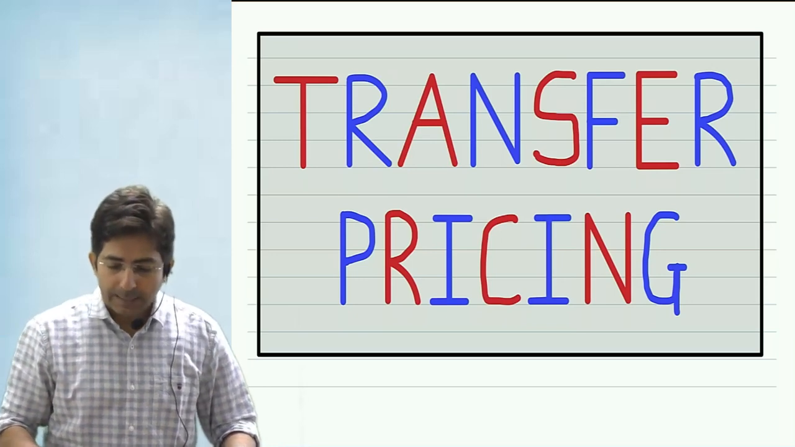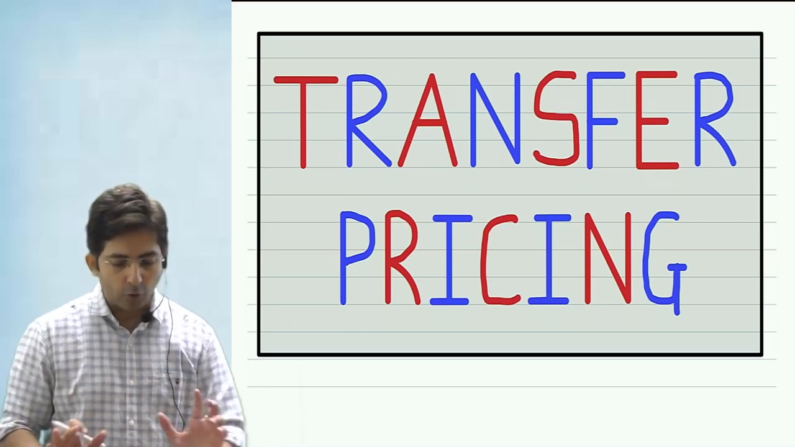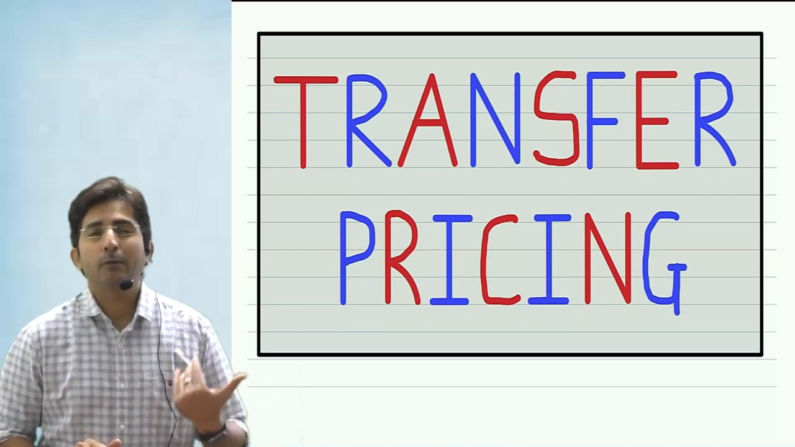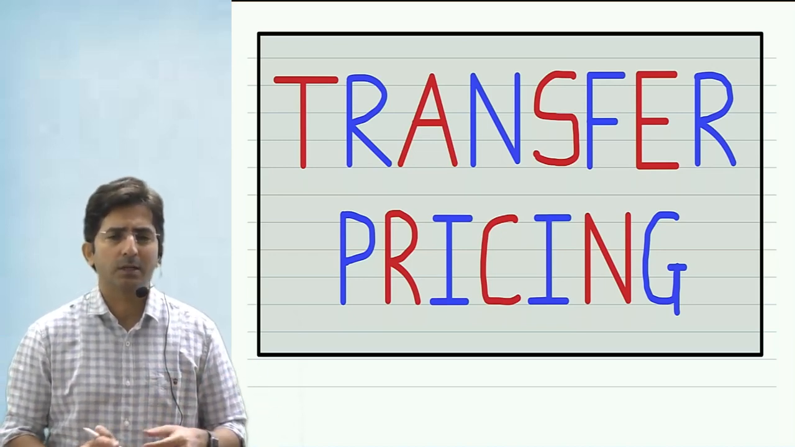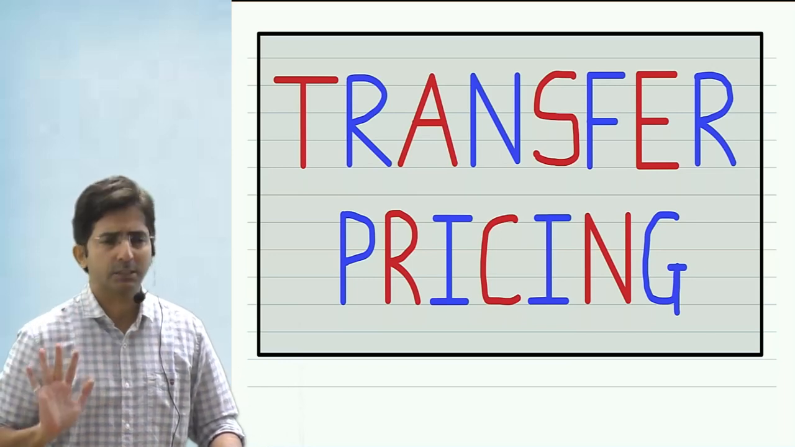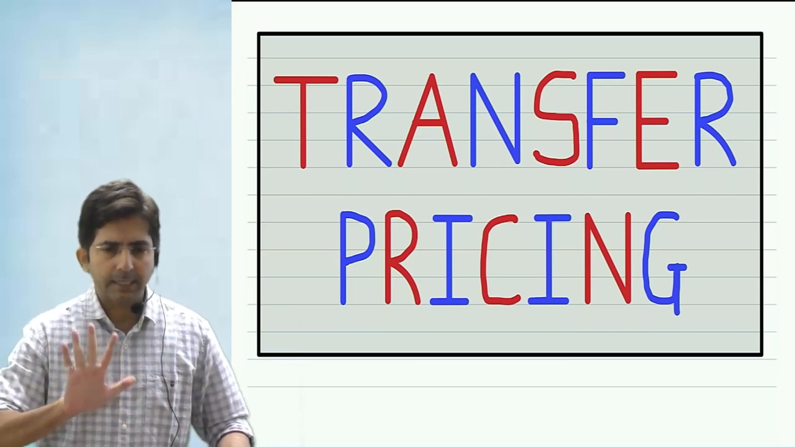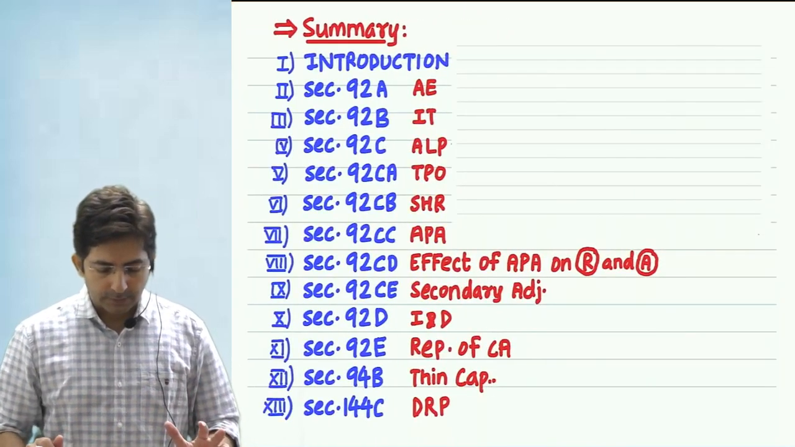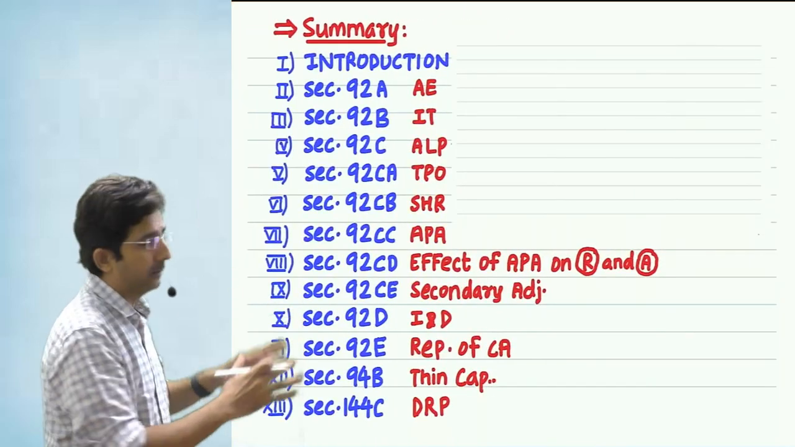Now see, the chapter of transfer pricing will not be a small topic like our preceding chapters, such as advance ruling, survey, search and seizure. It got over fast, but this will take some decent time. Okay. Now, as usual, first I will show you the summary of the chapter.